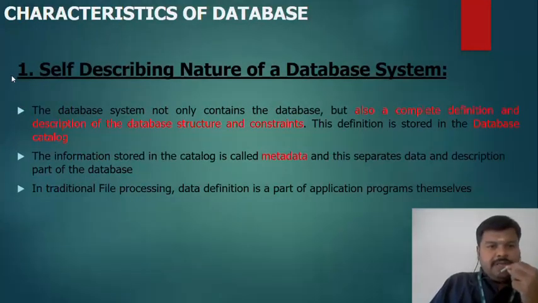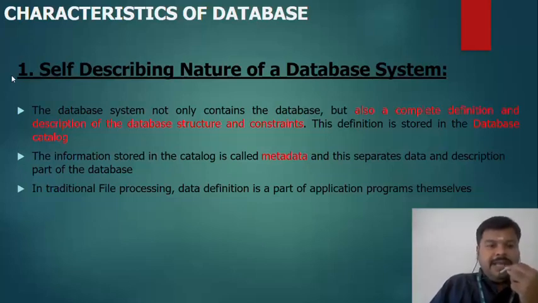Next we go to the characteristics of a database. The first characteristic is the self-describing nature of the database system. The database system contains not only the database but also a complete definition and description of the database structure and constraints. The definition is stored in the database catalog. So we use a new term, database catalog, where we define how the data is structured and what constraints are used.